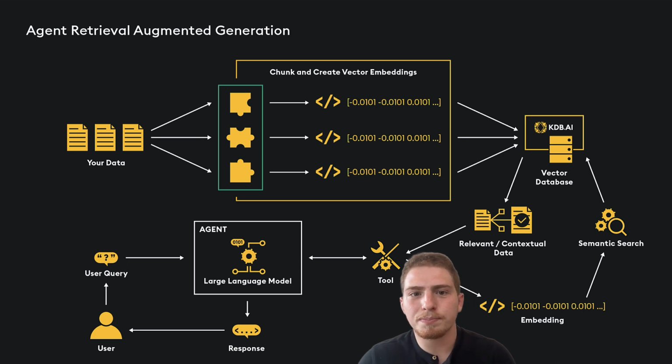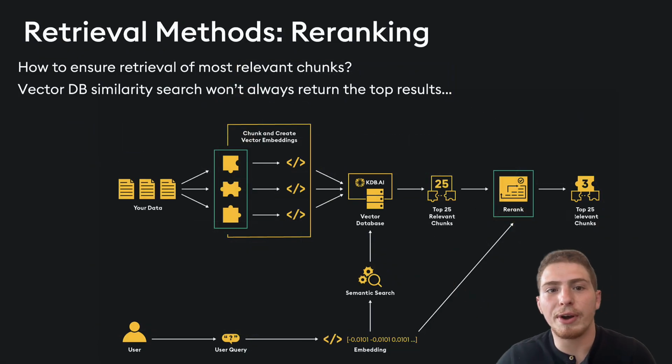But sometimes you want even more robust re-ranking. And for that, you could use a specialized re-ranker. What a re-ranker does is it takes the 25 most relevant chunks from your vector database, and then it re-ranks those to get a more robust ordering. And then you could take the top 3, for example, and either display them to your user or insert that into an LLM to get a response.